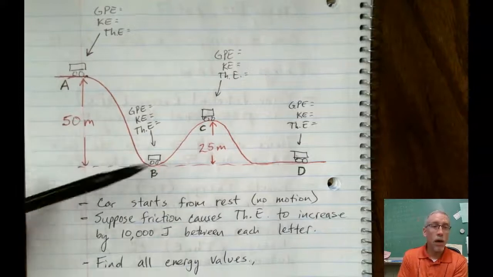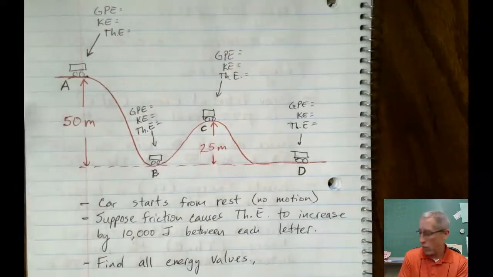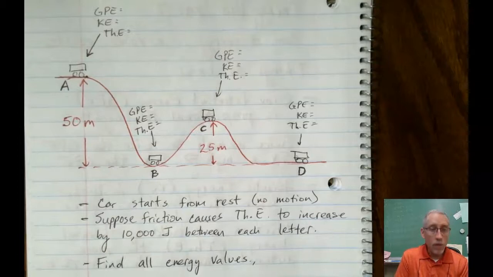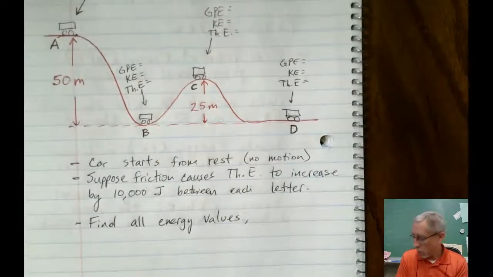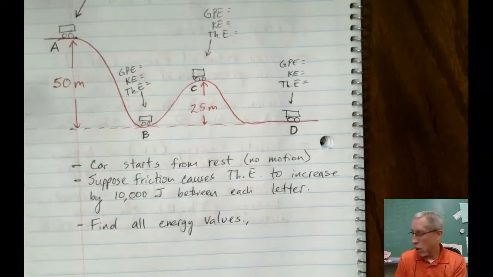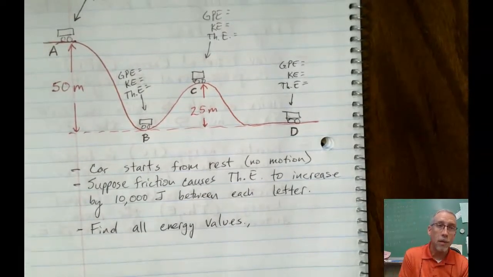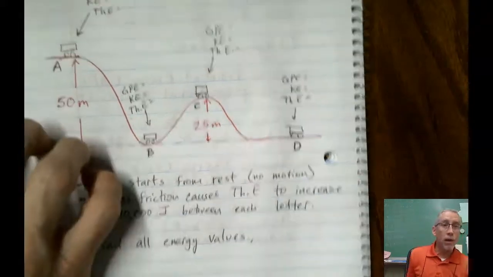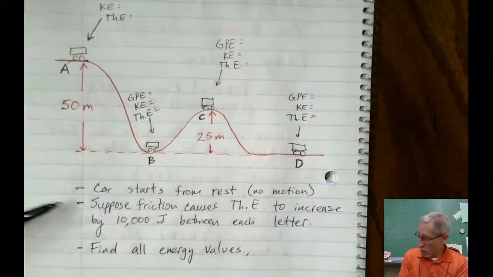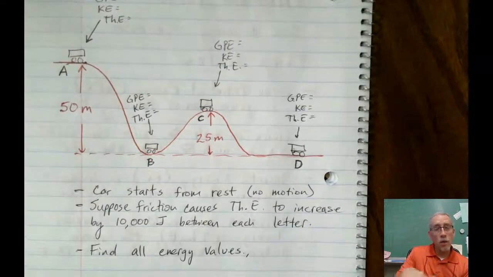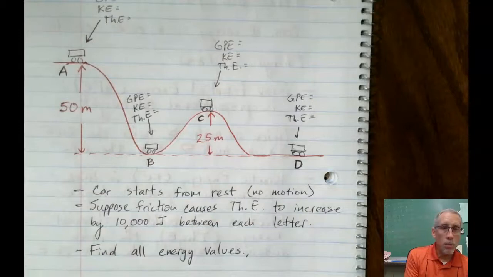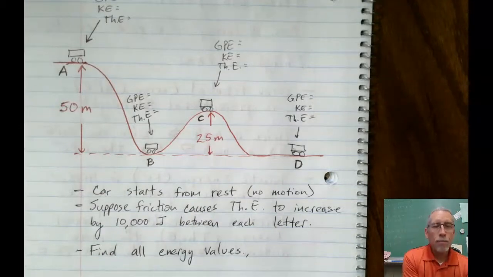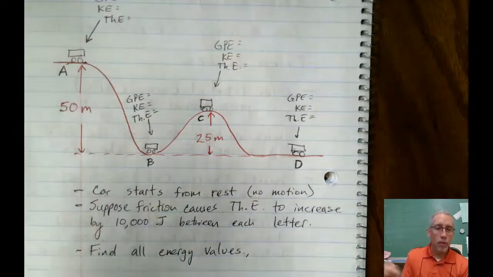I've given you some different heights, like the second hill is only 25 meters, whereas the first hill starts out 50 meters high. And I've given you a couple pieces of information. Assuming the little car up here starts from rest. That means it's not pushed, it just is released. Number 2, because friction will cause thermal energy to build up as it moves, I'm just making this up, that we add 10,000 joules of thermal energy between every lettered point.